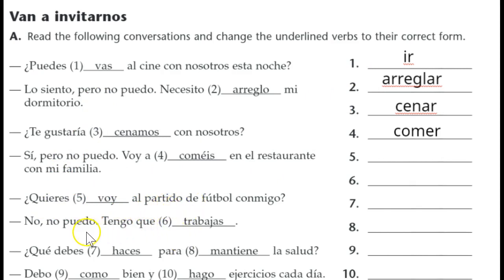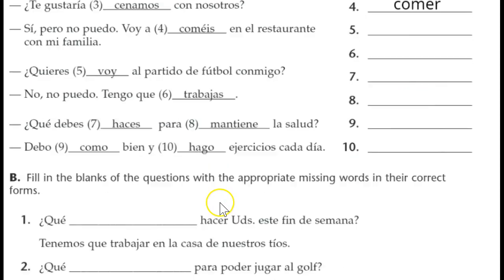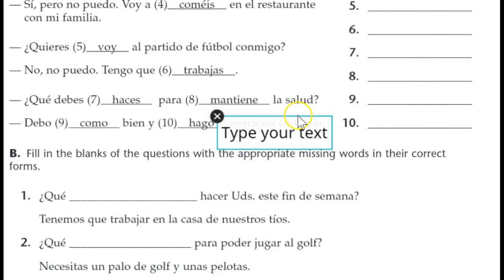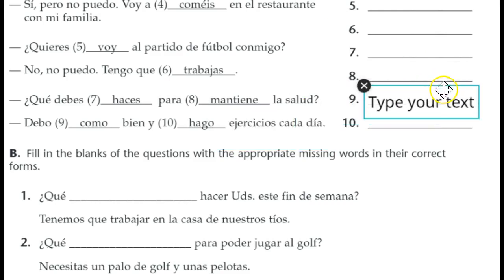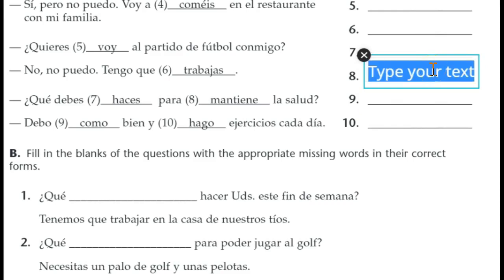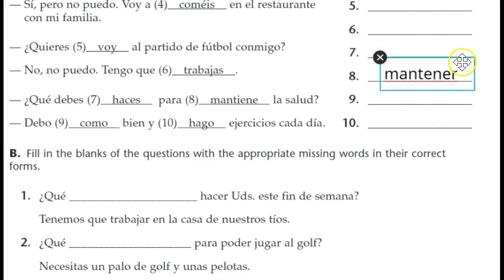Número 6. No puedo, tengo que. Instead of trabajas, put the infinitive in there. I'll let you do this. You guys can do this. ¿Qué debes hacer? Right? What do you have to do? Para, instead of mantiene, you're going to say mantener. Mantener works just like tener. To maintain. Mantener. Alright? You know what tener means, so you just put an man in front.